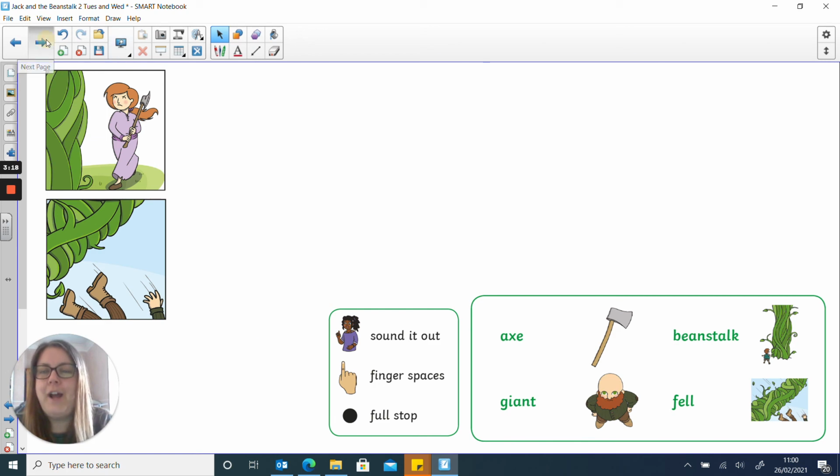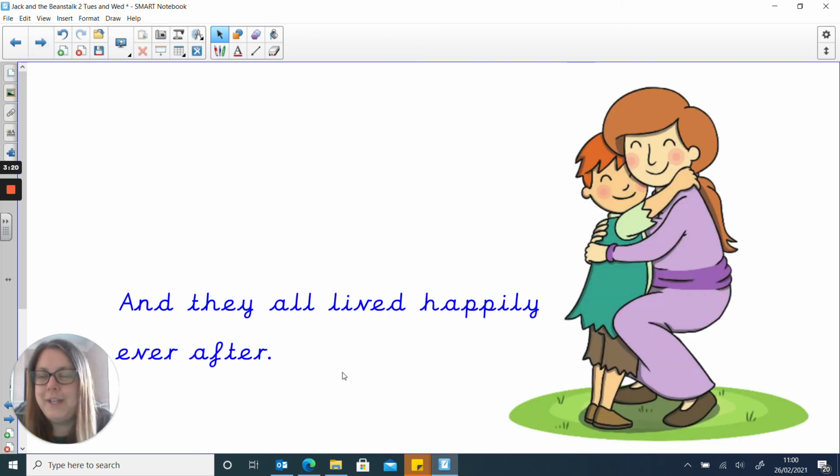Then we've got our final picture, and I've put a sentence here, but you might want to change it if you want to. And they all lived happily ever after. So you can either use that sentence if you want, you can write your own, or you can just leave it, because I am so amazed at all the writing you have done for Jack and the Beanstalk.